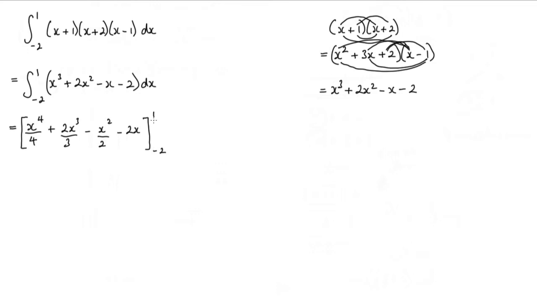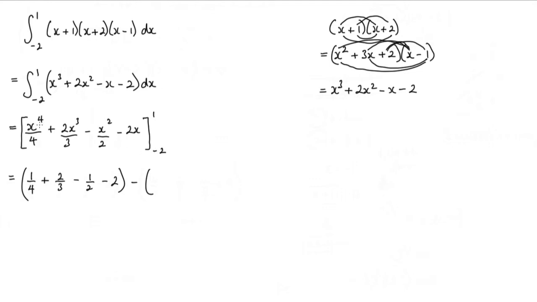Now the next step is to pop in the limits. So starting with the first one here, 1. So we'd end up with that 1 over 4 here. We'd have plus 2 over 3, minus a half and minus 2. And we need to subtract, let's put this limit in it as well.